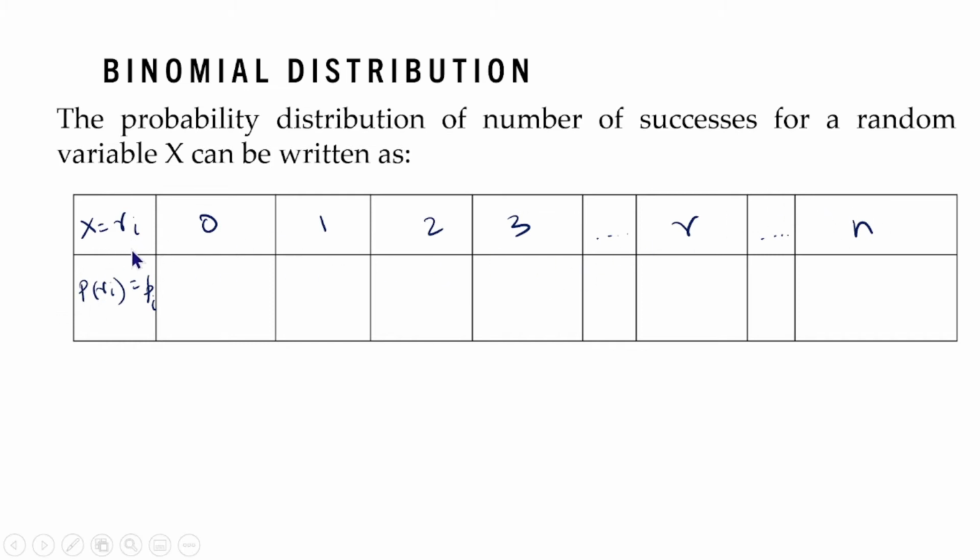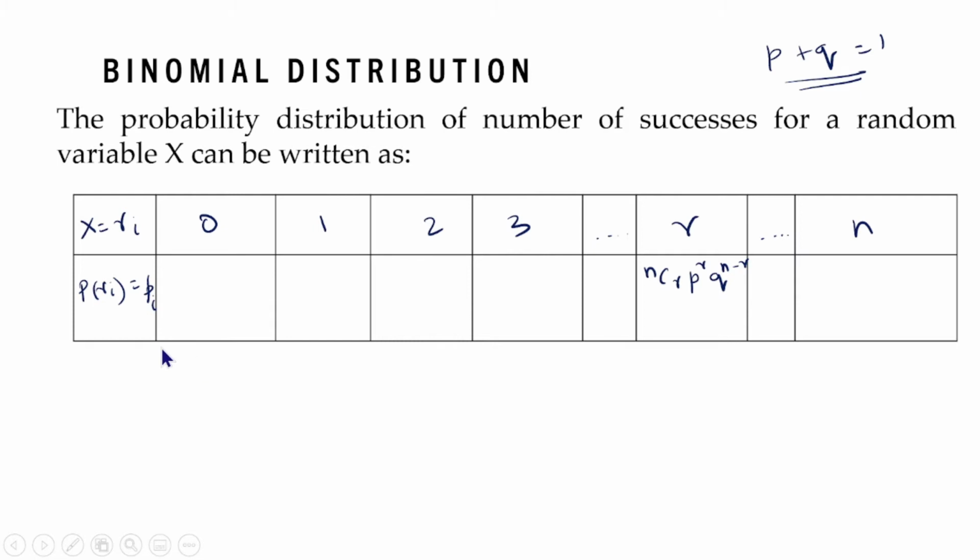Now we already know the probability of r successes. It is given by nCr, then p raised to r, q raised to n minus r, where p is the probability of success and q is the probability of failure, with p plus q equal to 1.